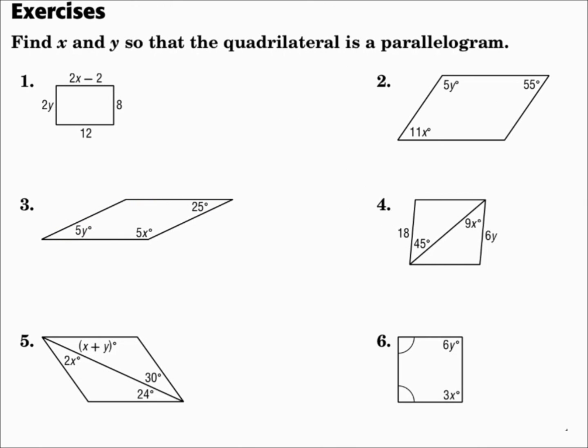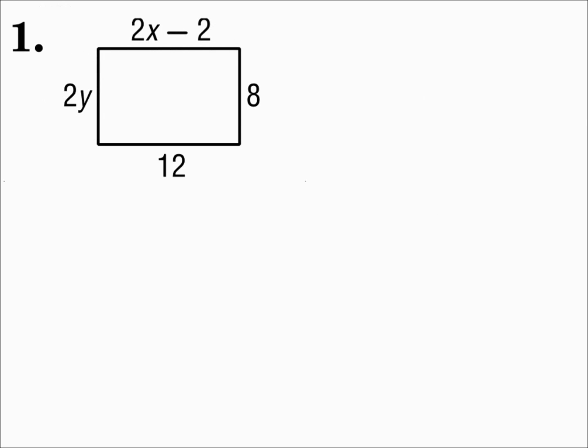Find x and y so that the quadrilateral is a parallelogram. Even though we don't yet know that this is a parallelogram, we're going to make it a parallelogram. And the way the questions work is exactly the same way they worked in the previous lesson. So we have the side lengths on this one, and since we know that the side lengths need to be congruent for opposite sides, then it's a parallelogram. So we will make the opposite sides congruent.